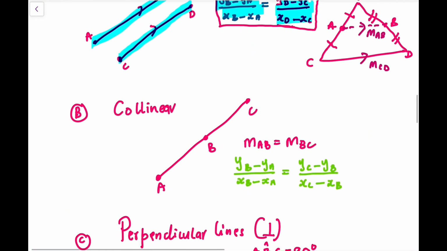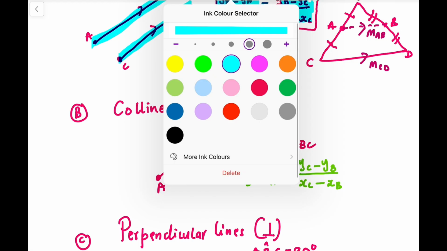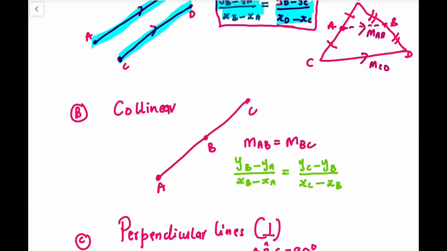And then under gradients again, we have collinear. They will speak about collinear. Sometimes even if they don't mention collinear, you will see collinear in your diagrams. So if we say points are collinear, that means they lie on the same line. So A, B, and C are collinear. They lie on the same line. Now, if they lie on the same line, the gradient of one line is the same throughout, regardless where you measure it.